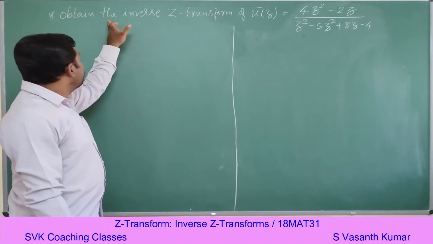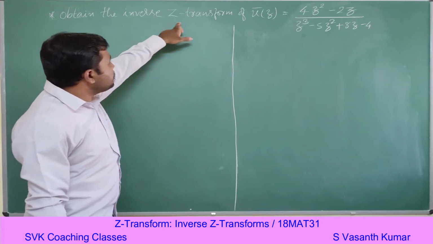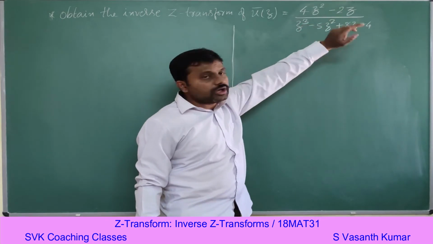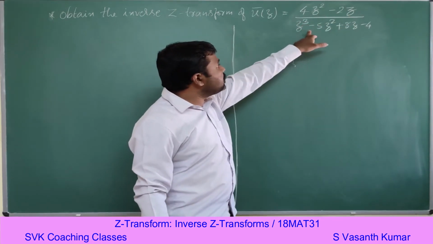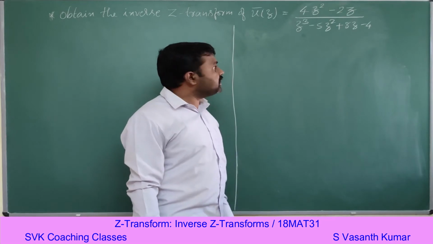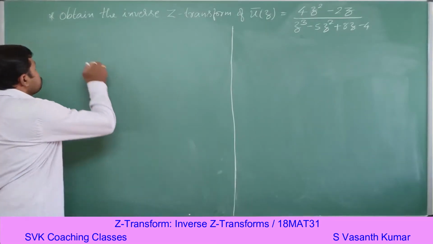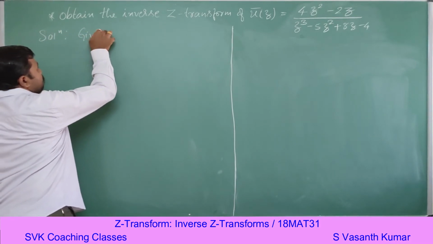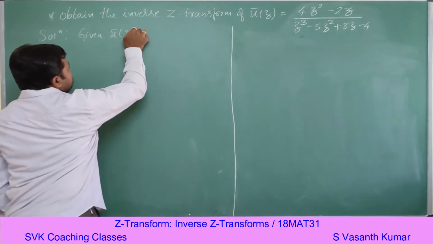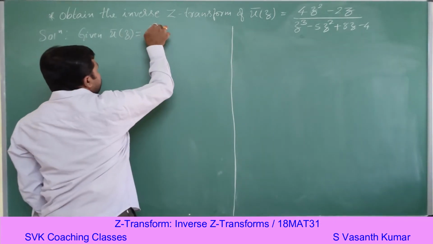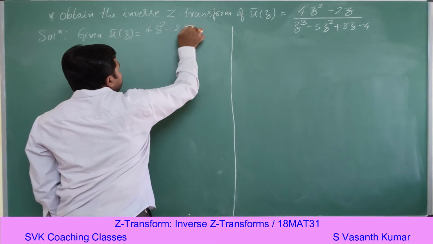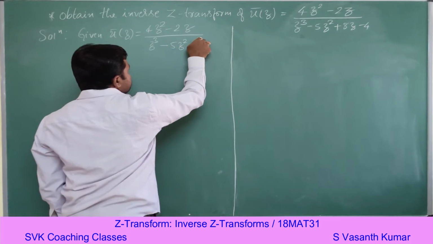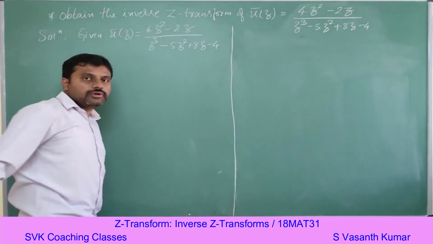Let me go with one more problem. Obtain the inverse Z transform of U bar of z equal to 4z square minus 2z divided by z cube minus 5z square plus 8z minus 4. So go with the solution. Consider the given problem. Given U bar of z is equal to 4z square minus 2z all divided by z cube minus 5z square plus 8z minus 4.